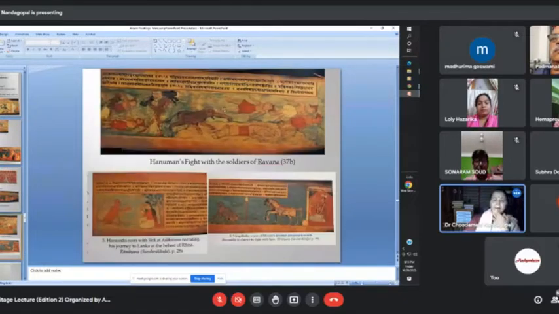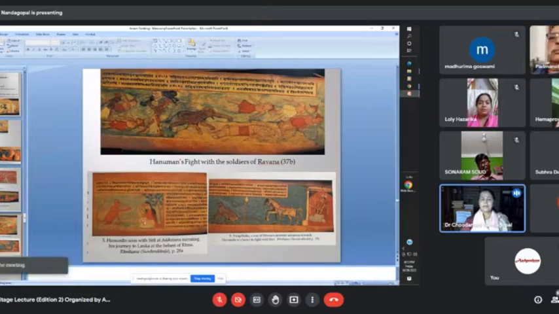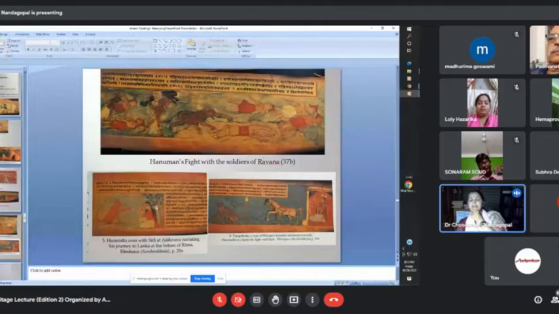So here, Hanuman his fight with the soldiers of Ravana. You see, the devastation that has taken place, and elephant, and they are all running here and there. And then the monkey, Hanuman is in the form of monkey itself. He has not come in the human form in this particular text. So he is convincing Sita about his identity and others.